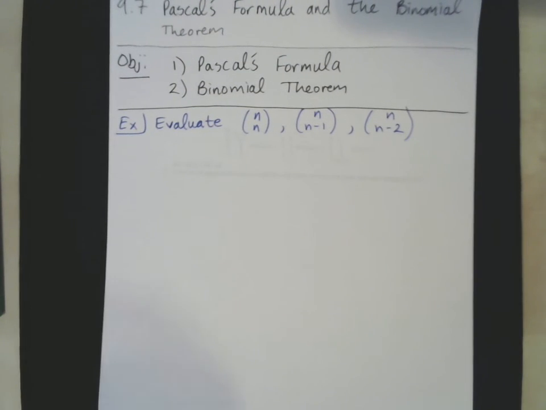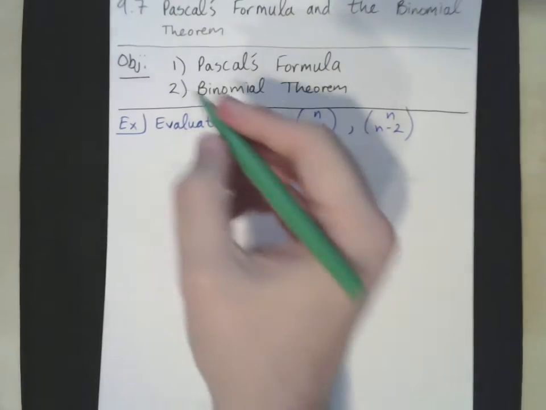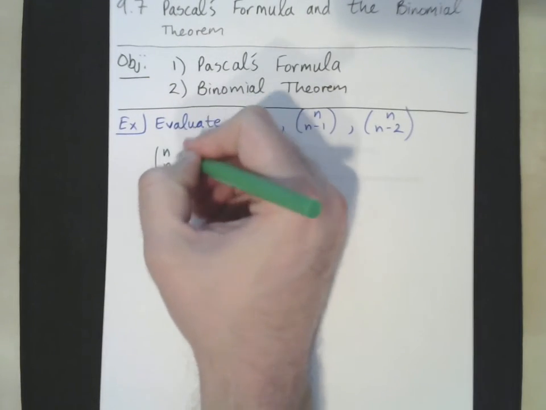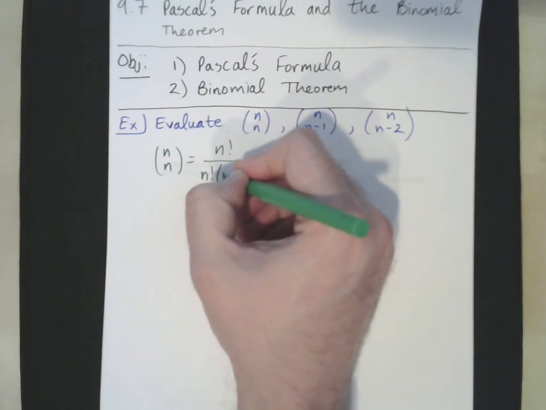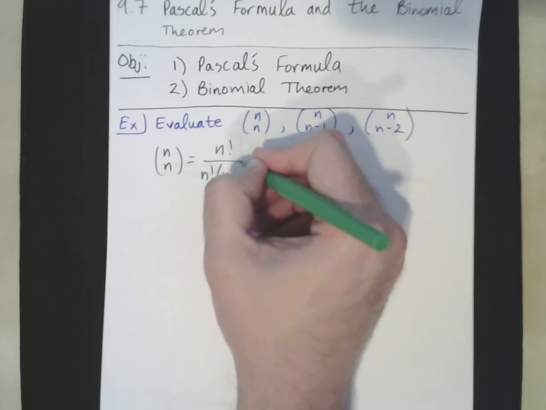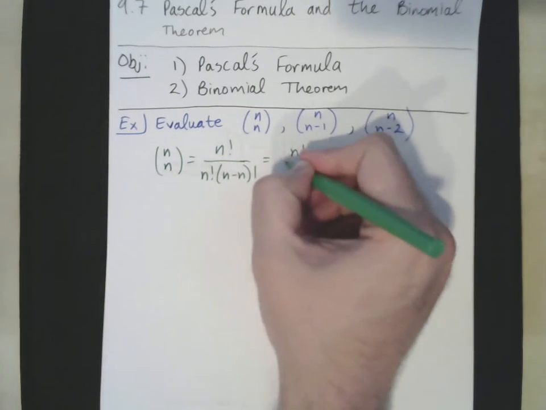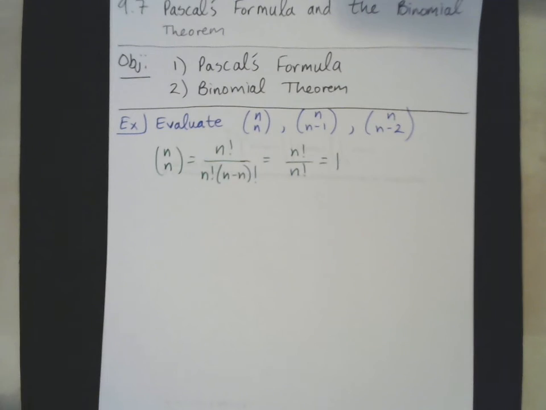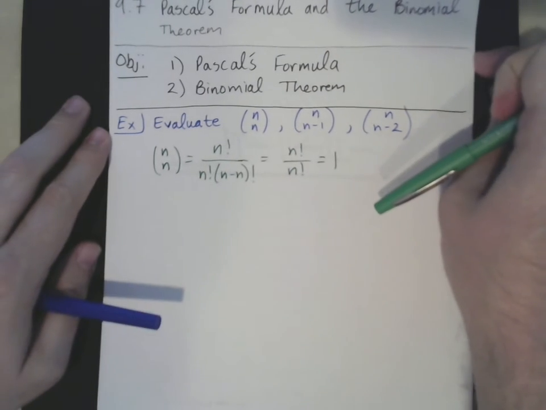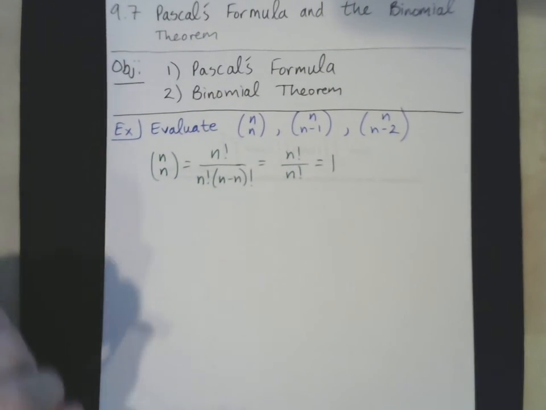So n choose n becomes n factorial over n factorial times n minus n factorial. Well, that's just n factorial over n factorial, which means 1. And that makes sense. If you have n things and you want to divide them up into n different groups, you can only do that one way, everything into the one group.